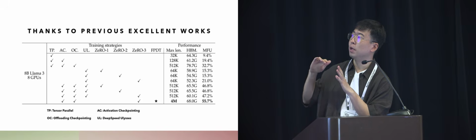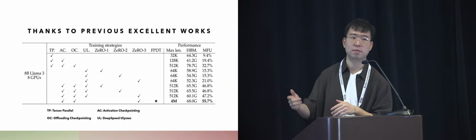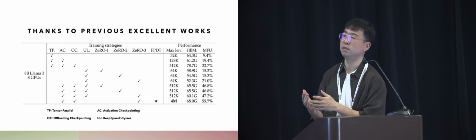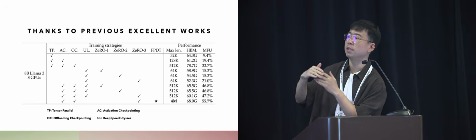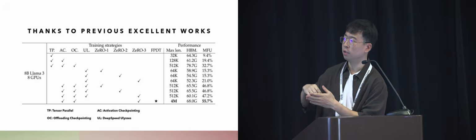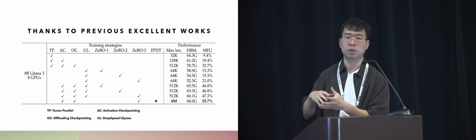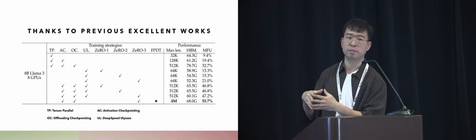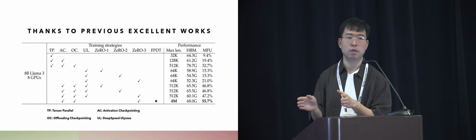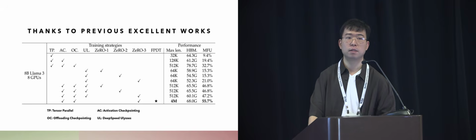I just want to say big thanks to all the previous great works out there, because we have tensor parallelism, activation checkpointing, offloading checkpointing, Ulysses, and the ZeRO family. With some of these techniques plus our FPDT design, we are able to go to 4 million context size. This is on 8 GPUs, a typical DGX node, and on 8 billion Llama 3 models. And we're able to maintain over 55% of MFU, which is much higher than the other solutions.